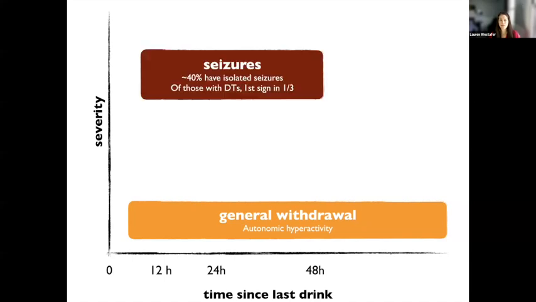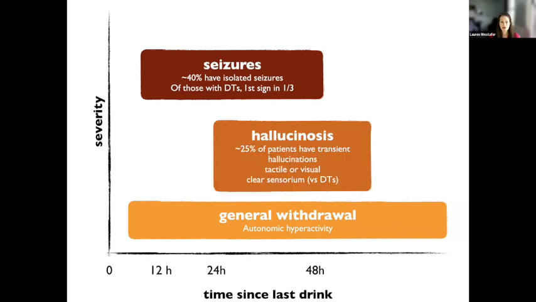What we really want to watch out for are seizures. About 40% have isolated seizures, and it's the first sign of delirium tremens in a decent number of patients. So we want to avoid seizures if at all possible, but they can still happen early on, a little after the onset of general withdrawal. But this often depends on how much a patient drinks.